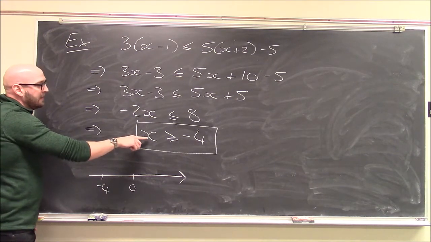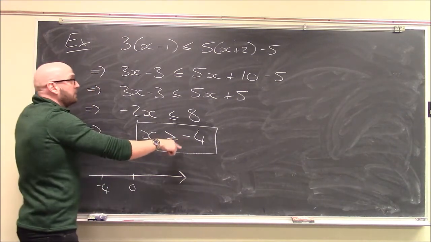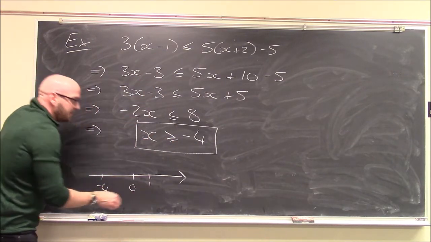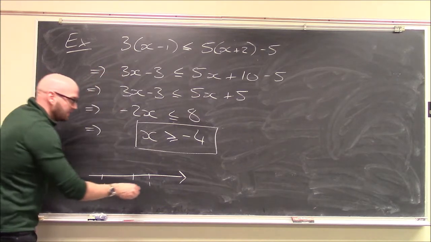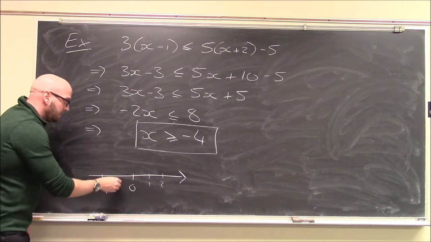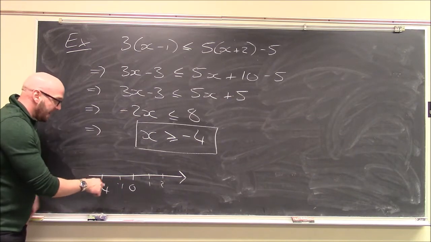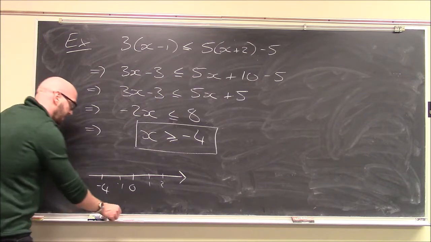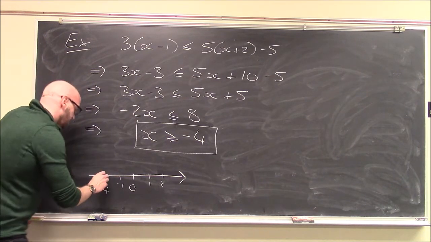If I'm saying x is bigger than or equal to minus 4 satisfies this equation, then I'm saying if you took 1 and plugged it in, the equation would be true. If you took 2 and plugged it in, the equation would be true. If you took 0, if you took minus 1, if you took anything bigger than negative 4, and including minus 4, the equation is true.